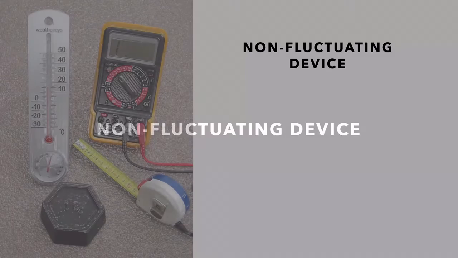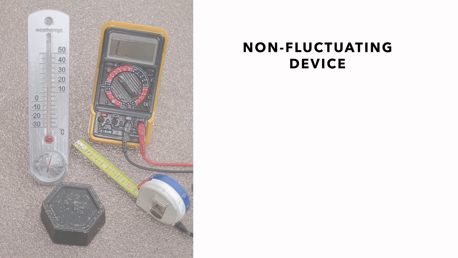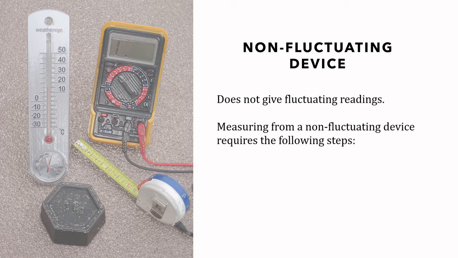A non-fluctuating device is a device that doesn't give fluctuating readings. This type of device includes the rulers, thermometers, and etc. Measuring from a non-fluctuating device requires the following steps. Firstly, you record the displayed value.